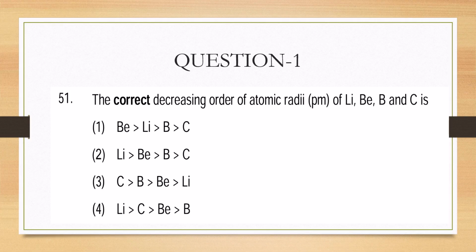Question number 1. The correct decreasing order of atomic radii in picometer of lithium, beryllium, boron and carbon is. So हमें atomic radii बताना है और decreasing order बताना है, right? So what will be the answer? Think first.